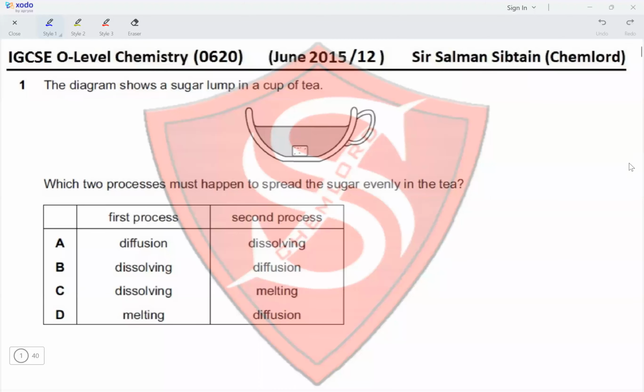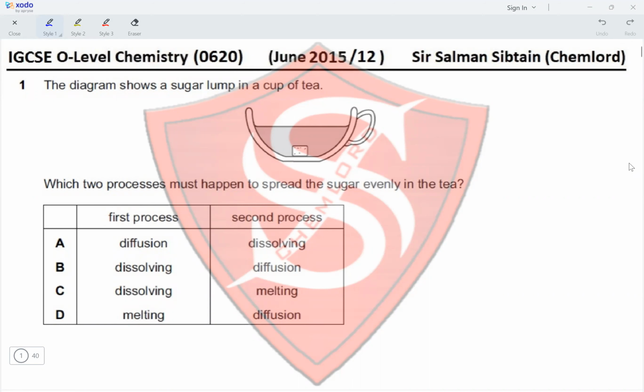Hi guys, this is IGCSE O-Level Chemistry, paper 12, June 2015, question 1. The diagram shows a sugar lump in a cup of tea. Which two processes must happen to spread the sugar evenly in the tea?